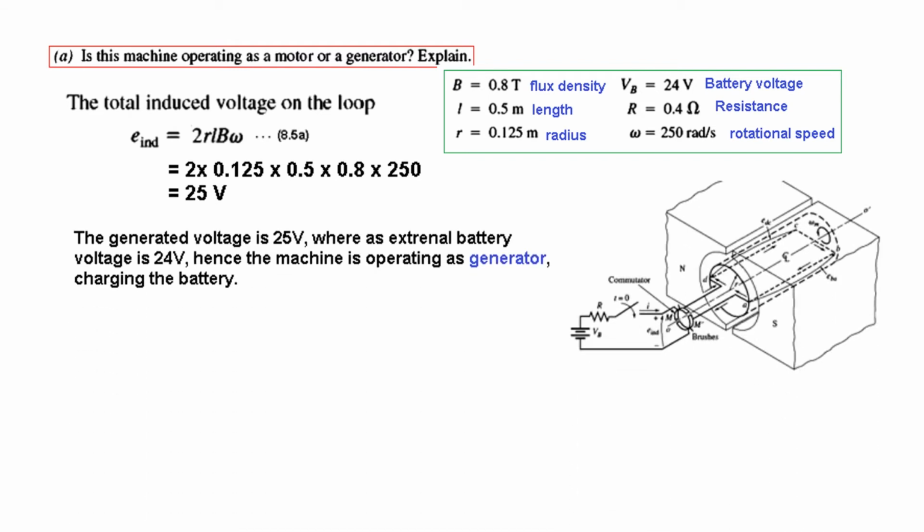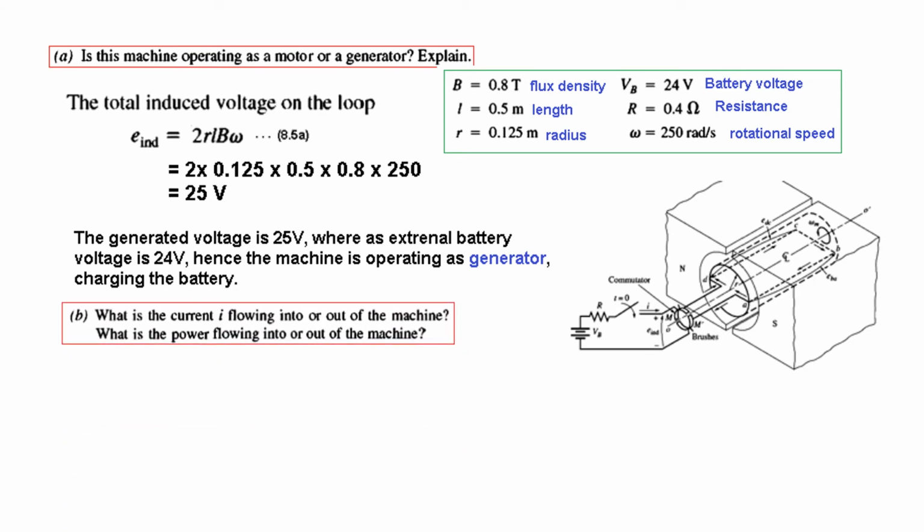Now the machine is producing 25 volt, the battery has 24 volt, that means this will feed the battery. Generated voltage is 25 volt, whereas the external battery voltage is 24 volt, as the machine is operating as a generator and it is charging the battery.